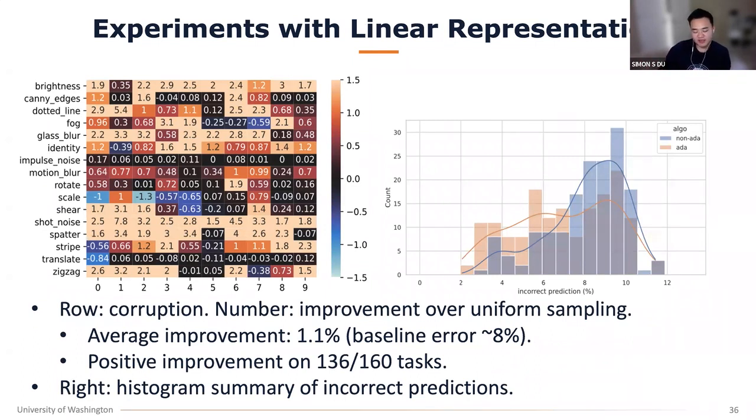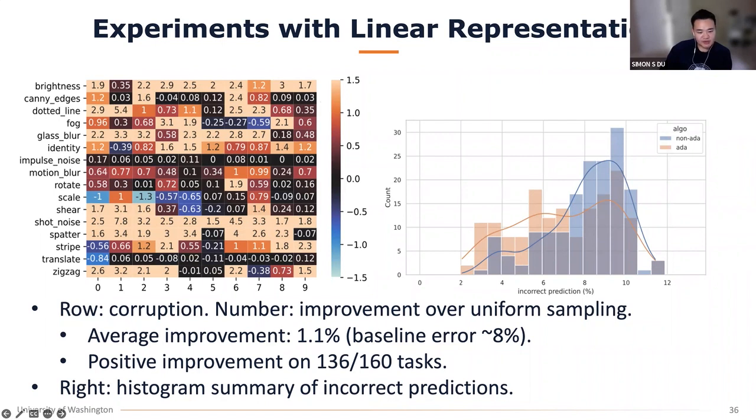the passive learning results. Okay, so here each row represents one type of corruption, and each column represents one particular digit. Remember, in total we have 160 tasks. This number shows the improvement over the uniform sampling, the basic passive sampling. Here we fix the total number of data for both passive and active learning. I want to see if active learning can improve on passive learning.